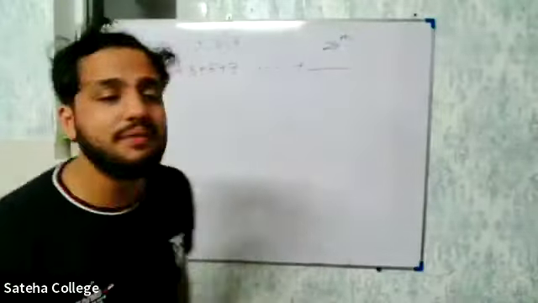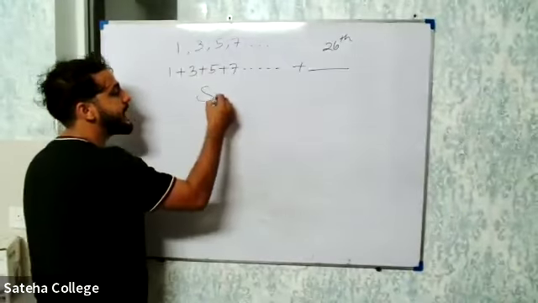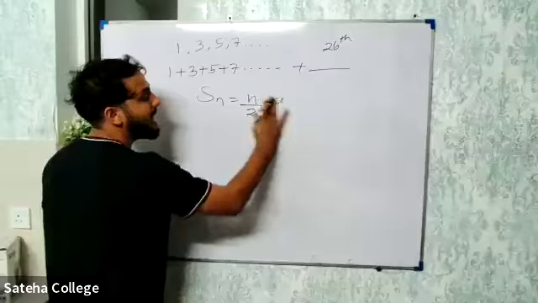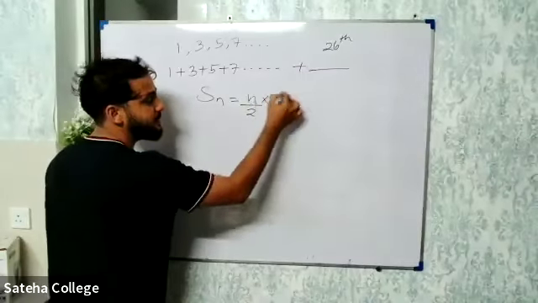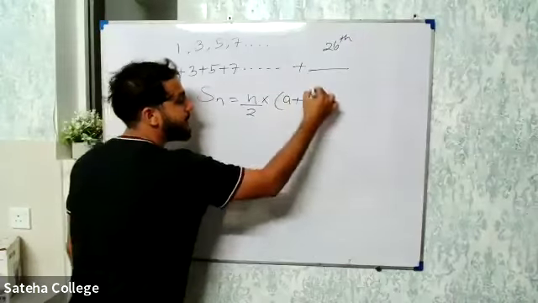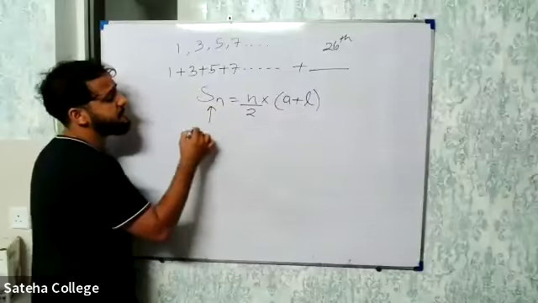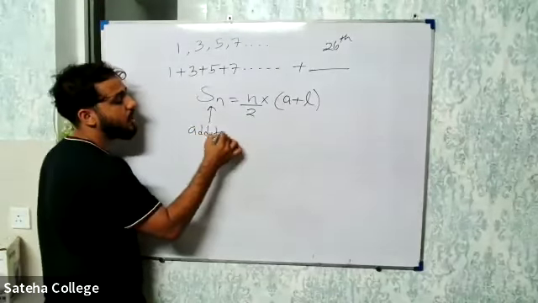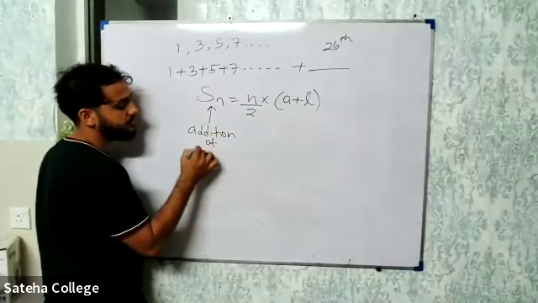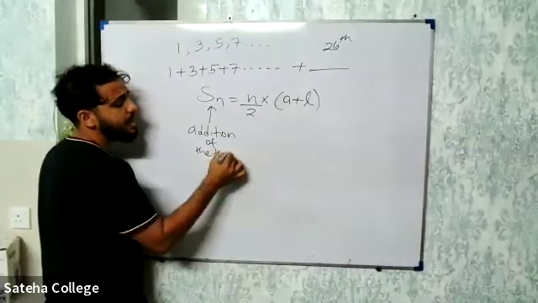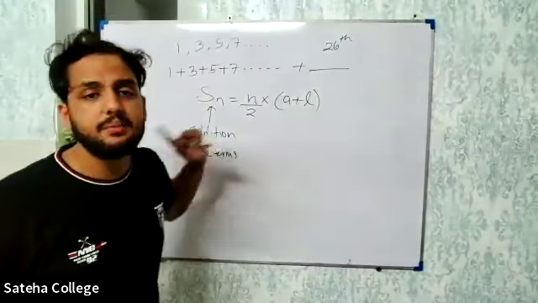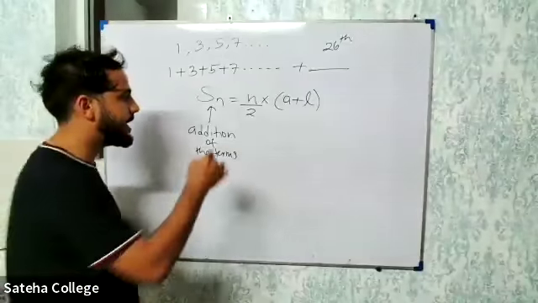Right? So for that, we have an equation. That is Sn is equal to n over 2 multiplied by A plus L. Sn means addition of the terms. Here you have 26 terms, so the addition of all the 26 terms will be Sn.